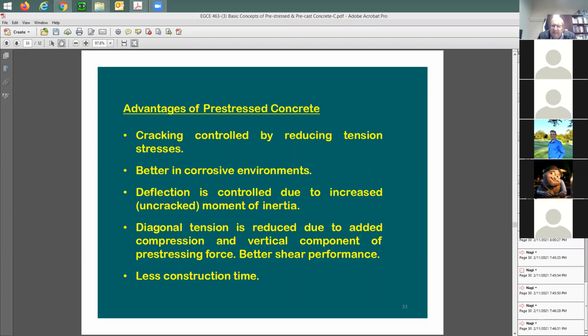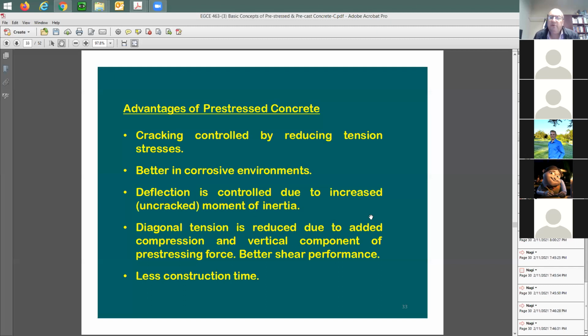Deflection, say the equation for uniform load, is 5 WL to the 4 divided by 384 EI, right? So anyways, it's going to be based on the moment of inertia of the section. Now, when you have no cracks, the moment of inertia is going to increase. You're going to have less deflection, right? Because of the increased moment of inertia, uncracked. And the other thing also is because of the camber.